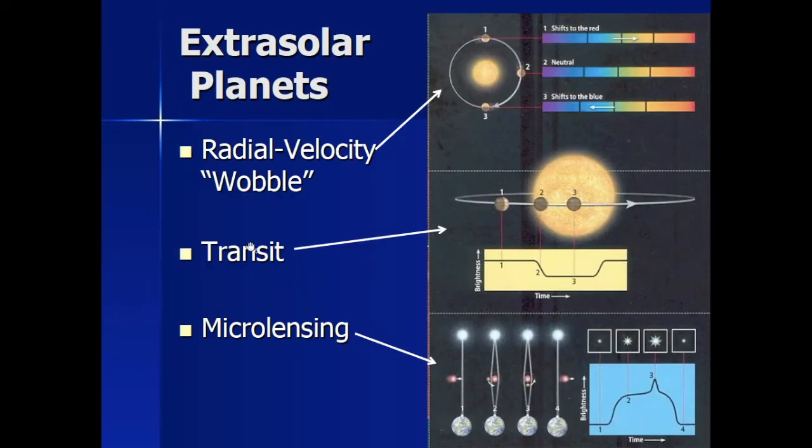So the second method was called the transit method. This is when the planet orbits right between our line of sight, between us and the sun. So what that means is it's going to block out some of that star light from what we see. And we see a dip in the decreased brightness of the host star. That's the transit method.